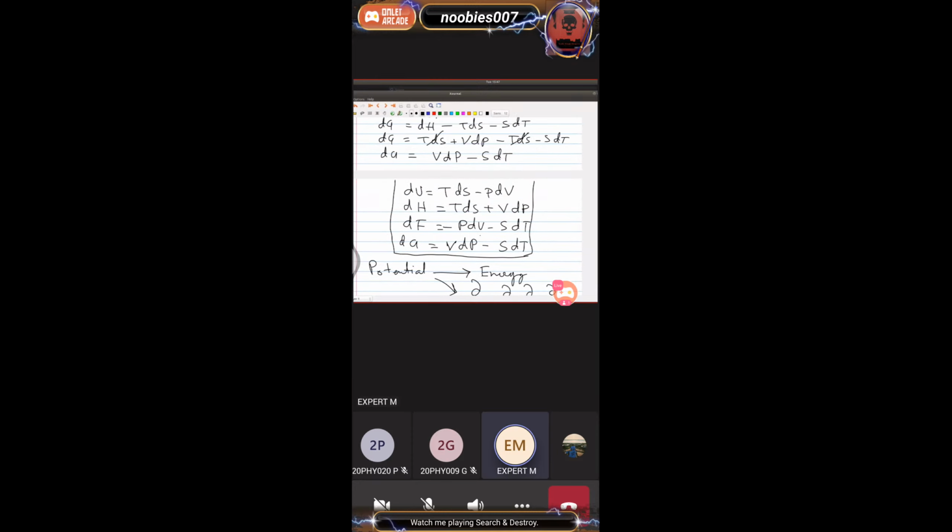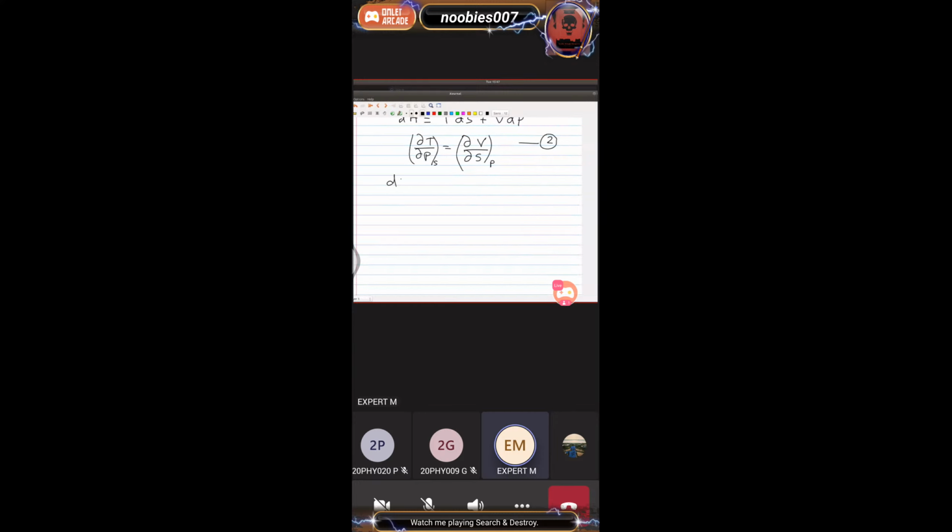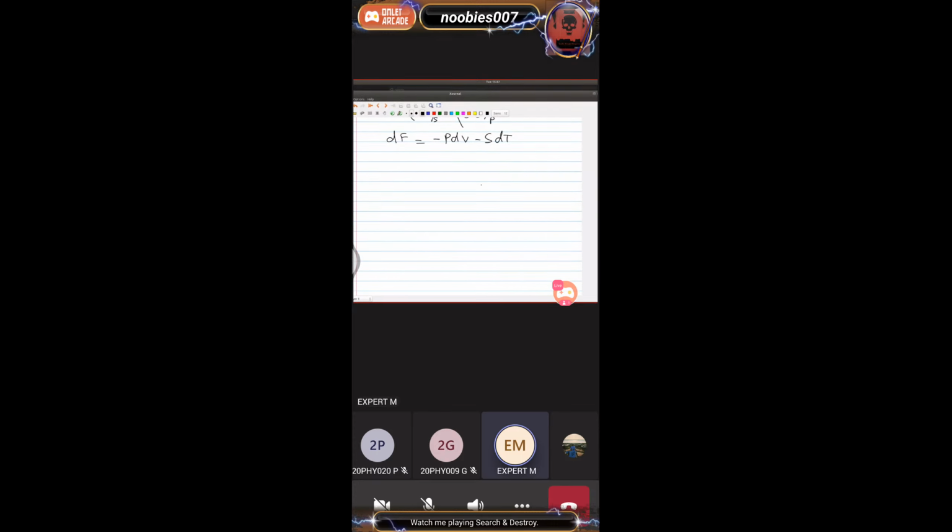Third equation, dF equal to minus PdV minus SdT. Someone else? ∂P/∂T equal to ∂S/∂V. What will be the constant this side? V. And this side? T. Good.